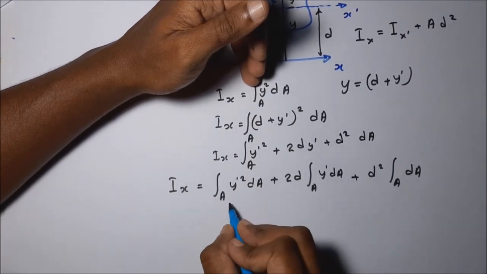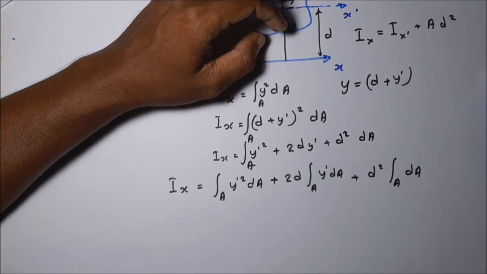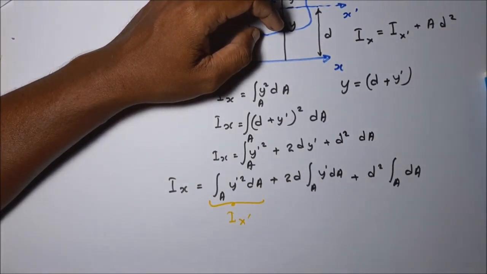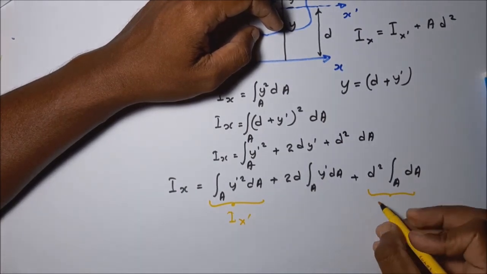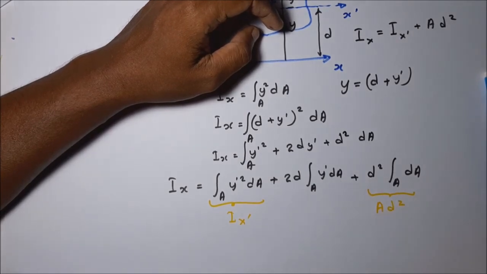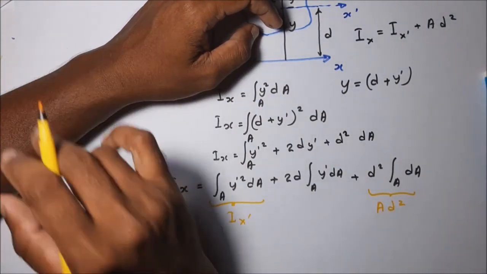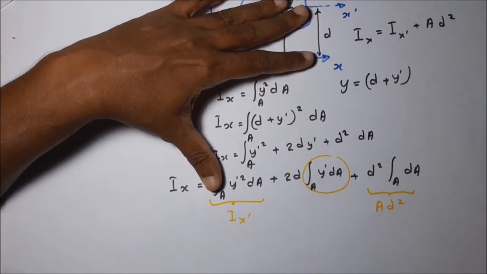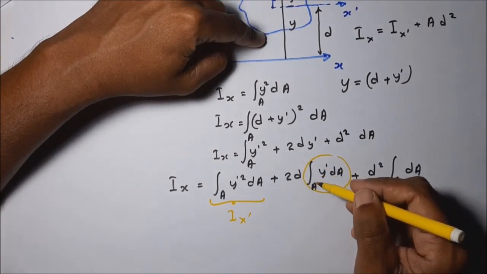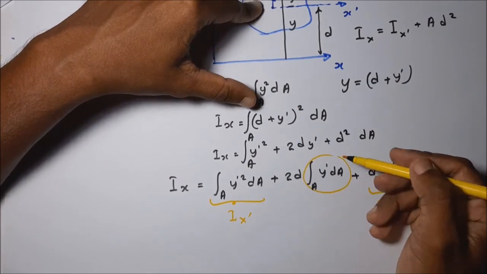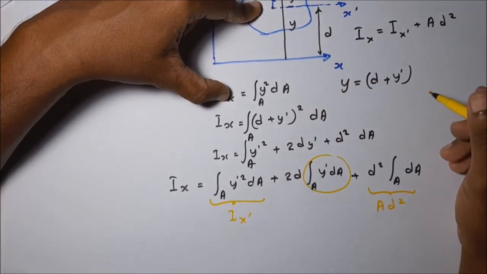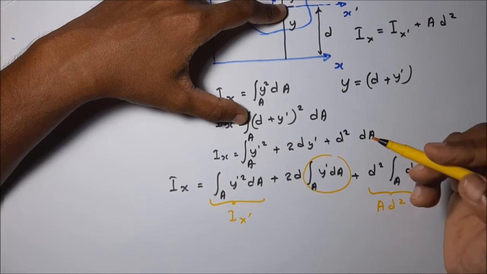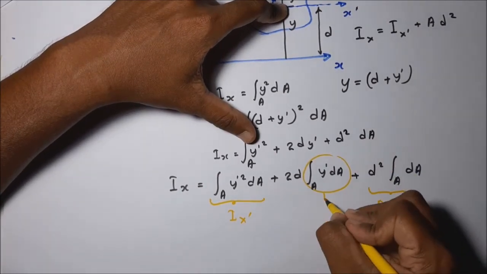Then what is meant by each term? The first term means Ix dash. The last term is A d square. What is meant by the middle term? It is the first moment of area around the x dash axis. So what is the value of this one? The moment around the centroid is equal to 0. This term is equal to 0.